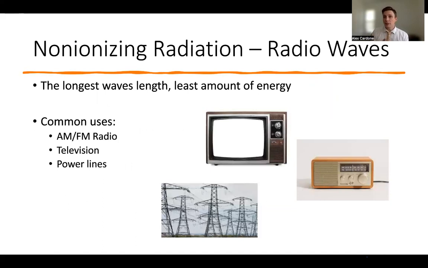So for non-ionizing radiation, the first one, which is the weakest, the longest wave radiation that we deal with, is radio waves. Some of the very common uses are AM and FM radio, television, and power lines as well. One of the big things is AM and FM radio. There's a slight difference between those two, but if I remember right, I think AM is a little bit weaker than FM.